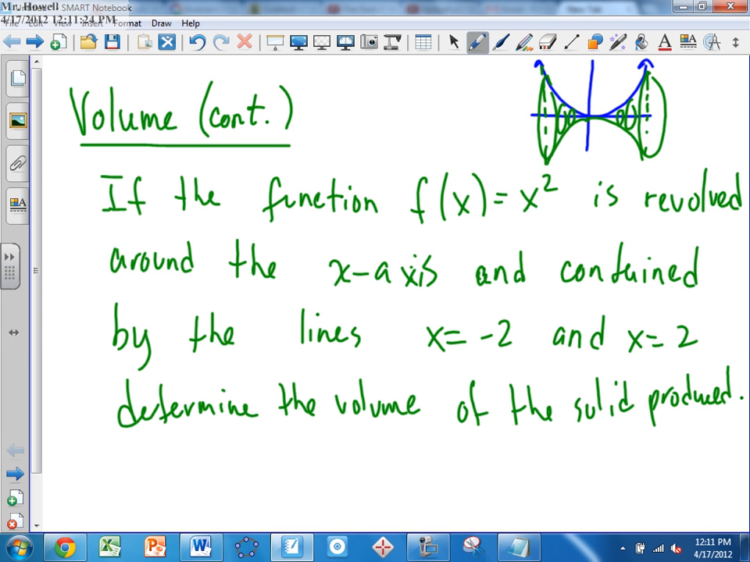Absolutely. But one thing I want you to notice is symmetry. Everybody see the symmetry? Y equals x squared. So do I need both volumes? You could really just do the volume from 0 to 2, right? And then double it. Or the volume from 0 to -2 and double it. Or just do the whole volume from -2 to 2.